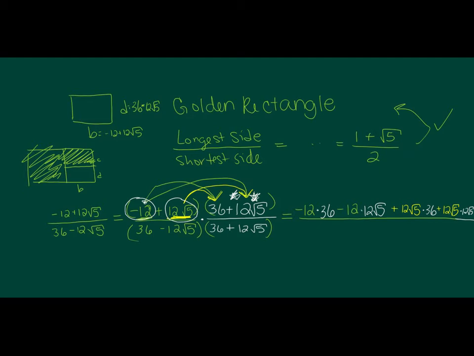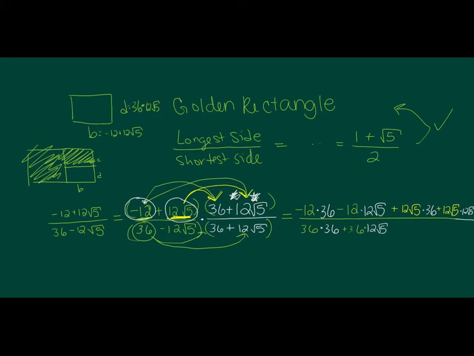Let's do the denominator. All right, let's do this all in one. So let's go back to green. I'm doing 36 times 36 and 36 times 12 root 5. So I've got 36 times 36 plus 36 times 12 root 5.